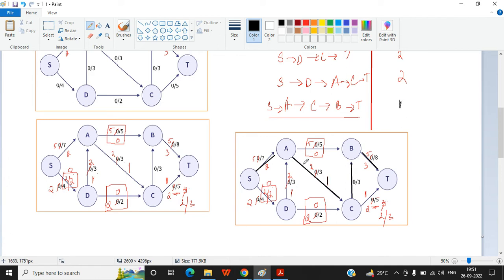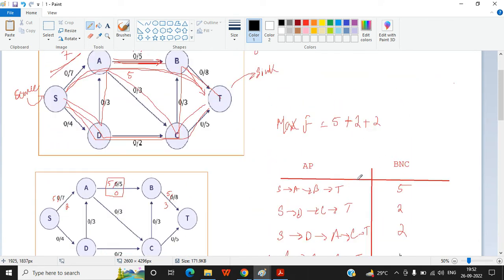If 1 is your bottleneck capacity, then assign it. This is currently having 2, so assign 1, it will be 1. This is currently having 1, so assign 1 to it. This is currently having 0, so assign 1 to it. This is currently having 3. Assign 1 to it. Okay. Now when you assign 1, you add 1.